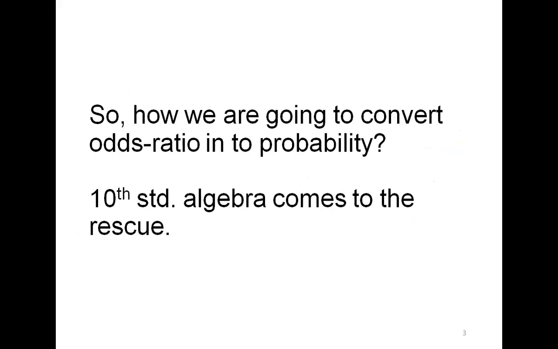So now we know what the log of odds ratio is, right? As we have seen, log of odds ratio is equal to the specification of the regression. But the thing is, how are we going to convert this log of odds ratio to probability? Because the interpretation is the change in the probability level. So how are we going to do that? For that we need some algebra.